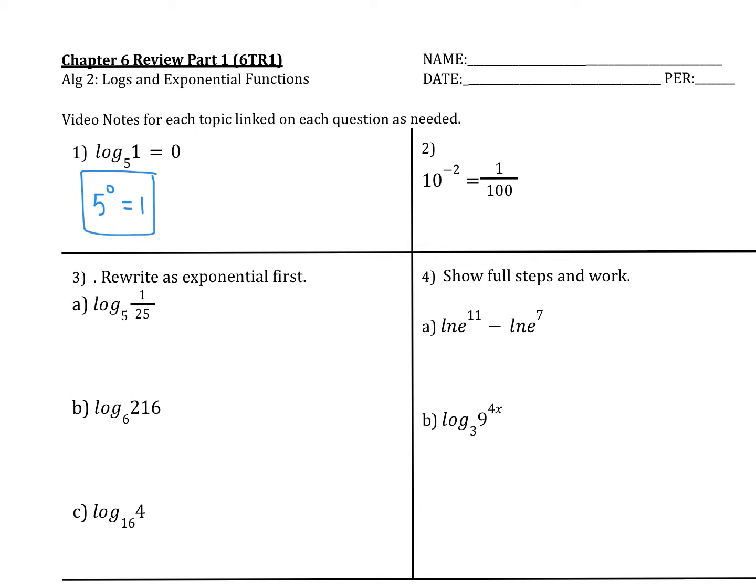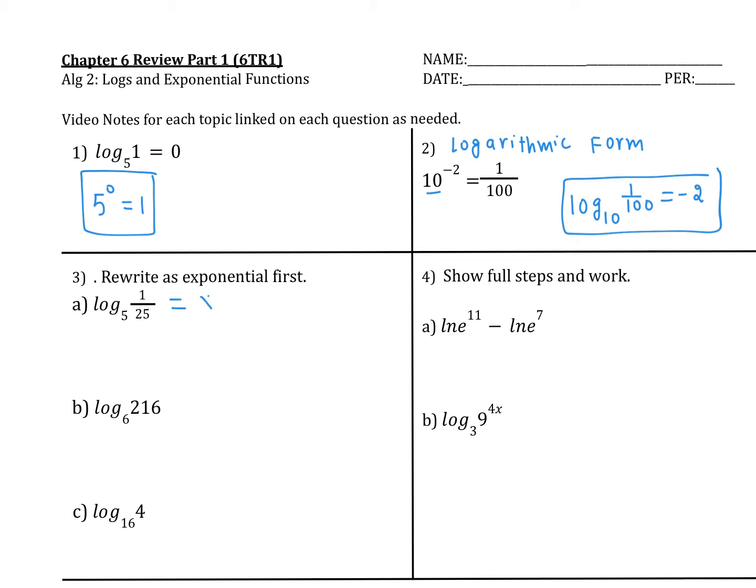You're writing number 2 into logarithmic form. So the base stays the same. You're going to write this as log base 10 of 100 equals negative 2. Number 3, you're going to write this in exponential form. So you're going to write it as 5 to the power x equals 125.